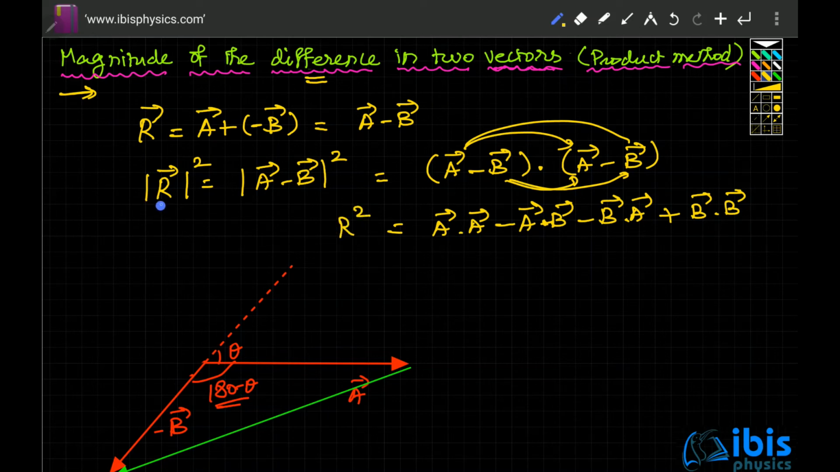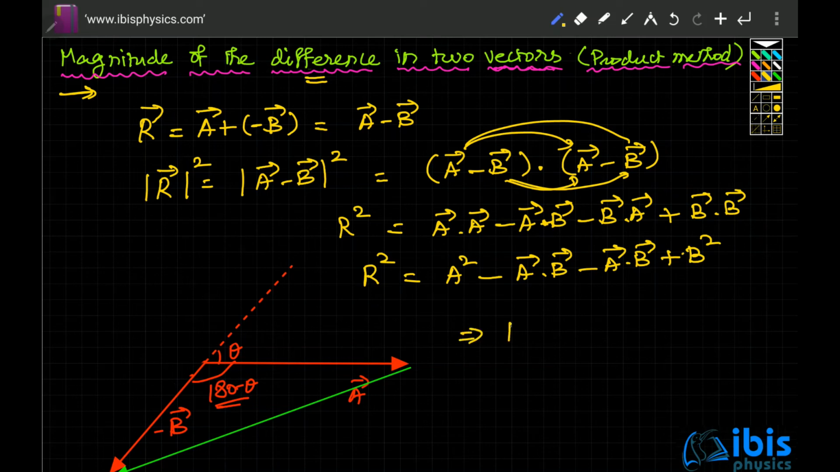So the magnitude of R is simply R. So this is R square. This thing is actually A dot A. Please go back and watch how A dot A is A square. So R square is A square minus A dot B, minus B dot A, which is again A dot B, because A dot B equals B dot A, plus B dot B is B square. Which implies R square is equal to A square plus B square minus 2 into A dot B.